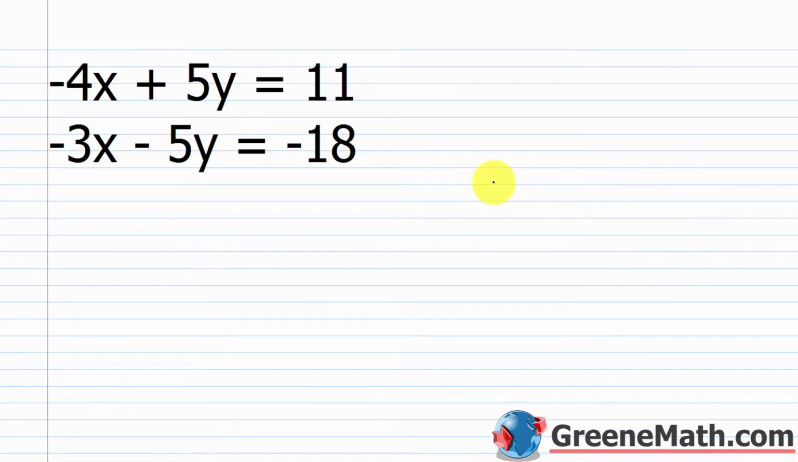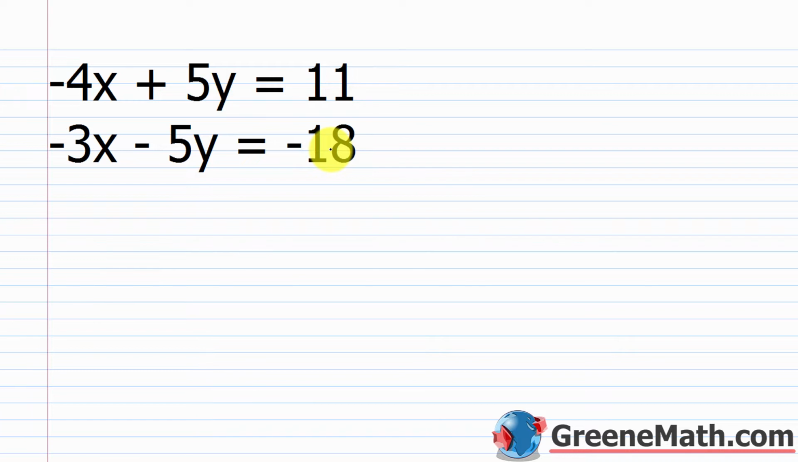Rather than start with the textbook procedure, I want to look at two quick, clean, and easy examples. I think we can learn the basics from this, then go through the textbook procedure, and then move on to some harder problems. I'm going to start with this system: negative 4x plus 5y equals 11, and negative 3x minus 5y equals negative 18.